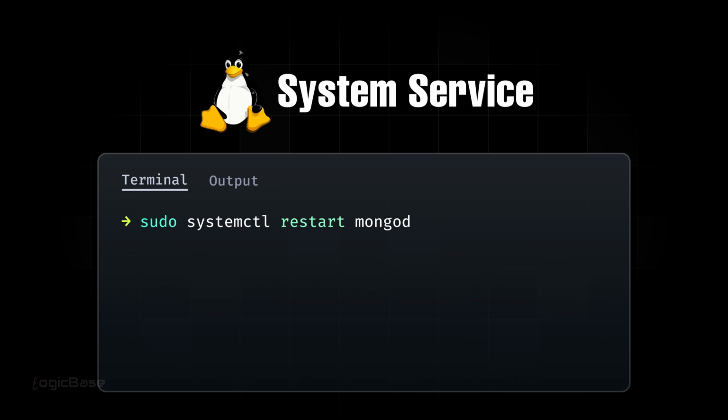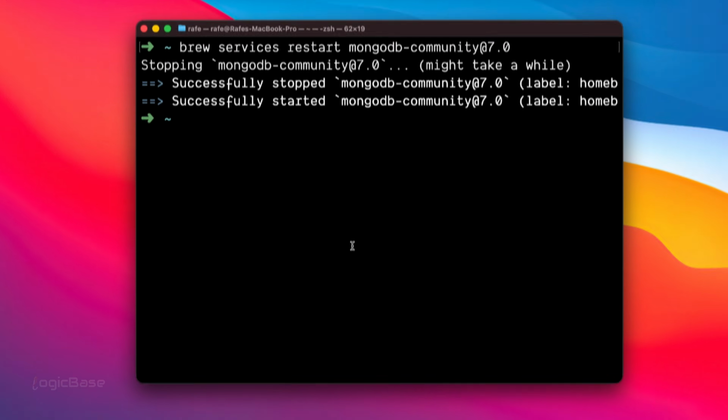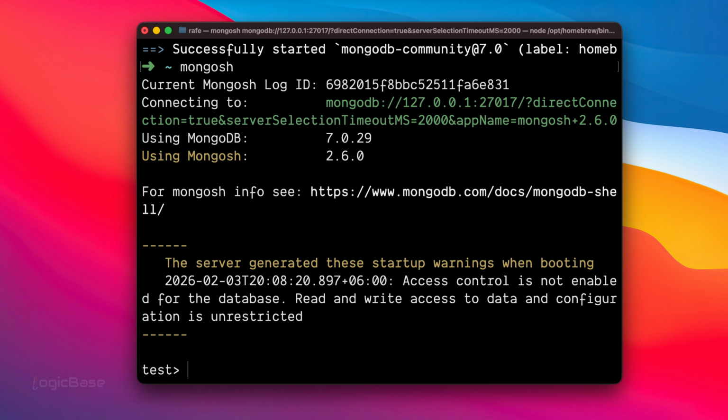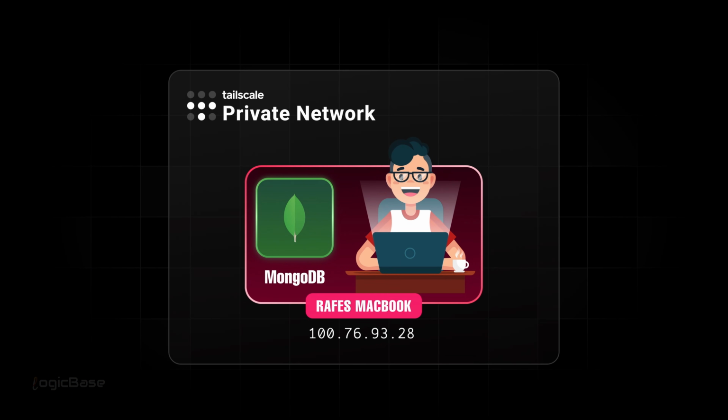After the restart, I verify everything is okay. I type mongosh again. It connects locally. So localhost is working just like before. There's no error, which means the configuration change was applied safely. Now, this is where the main thing happened. MongoDB is now listening on my Tailscale IP.